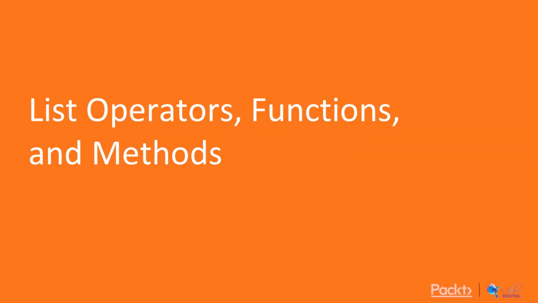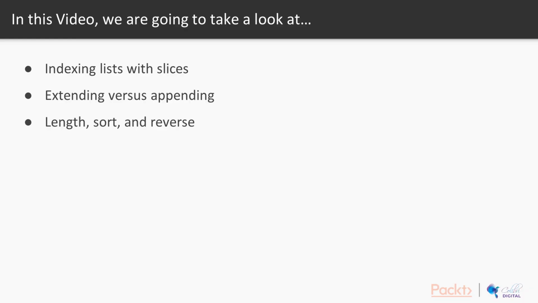We talked about the basics of lists in the last video, and the list is a very simple concept. The power of a list comes from its operators, functions, and methods, which is what we're going to talk about today. In particular, I want to talk about indexing lists with slices, extending versus appending, length, sort, and reverse. Let's take a look at this one by one.